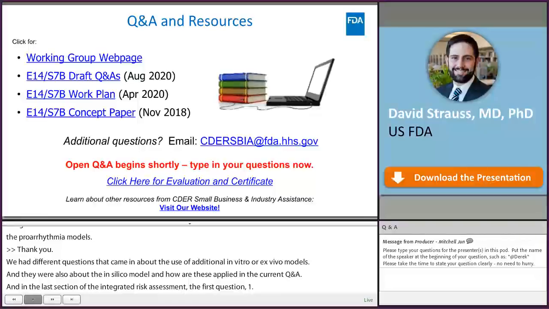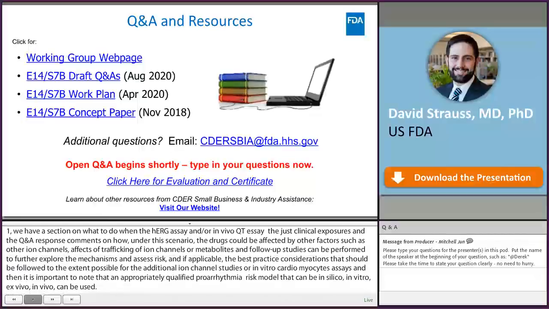And then it's important to note that an appropriately qualified proarrhythmia risk prediction model, that can be in silico, in vitro, ex vivo, in vivo, can be used. And you heard further about the proarrhythmia model considerations today in the last presentation. And a model can then be used according to its context of use.